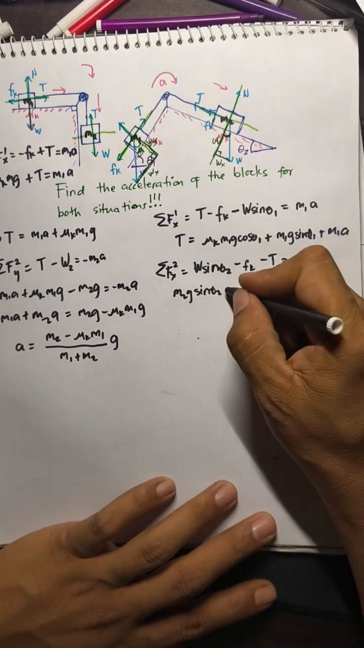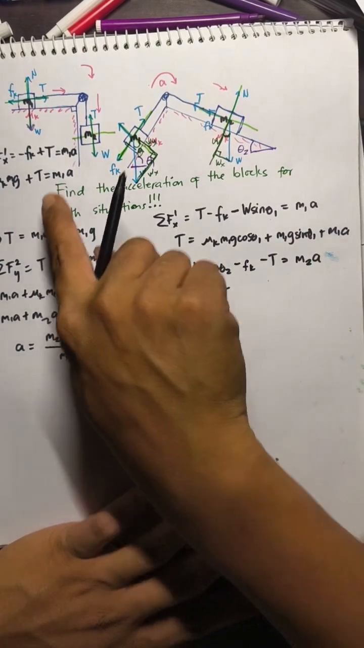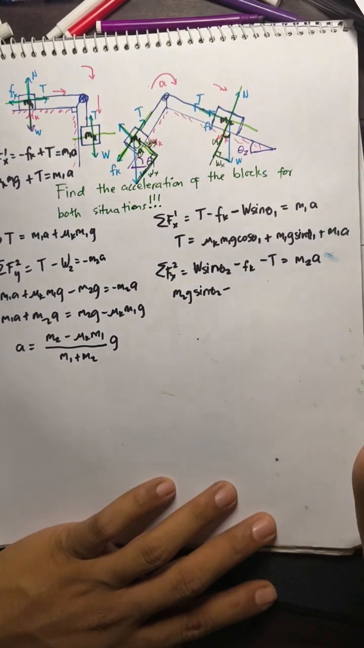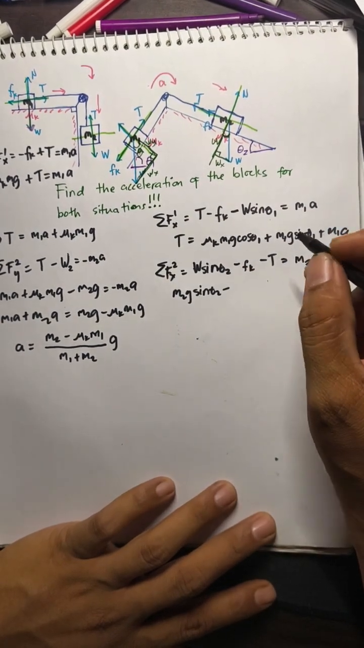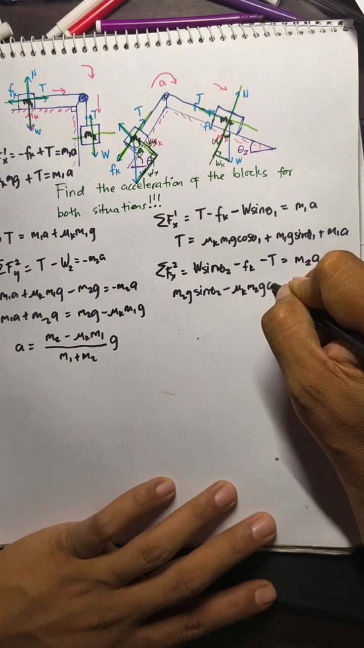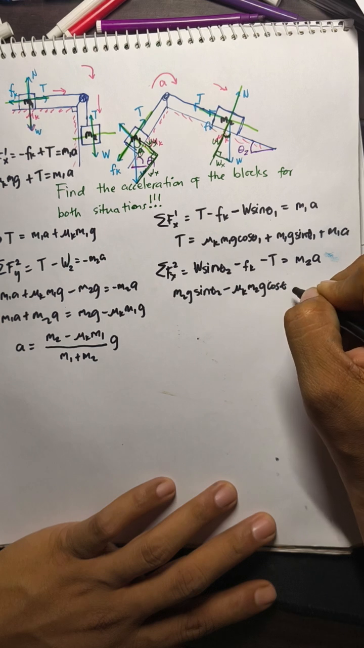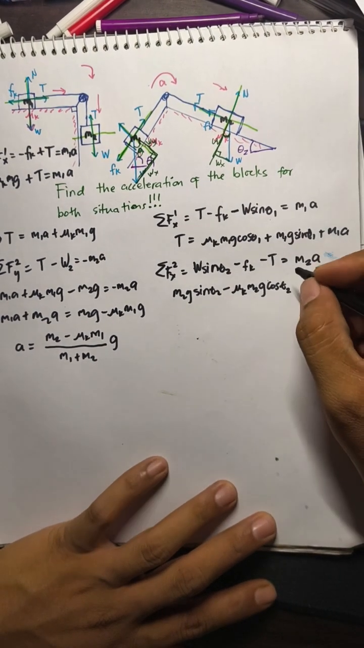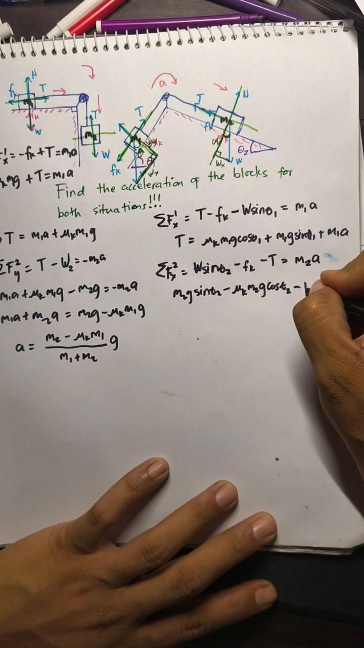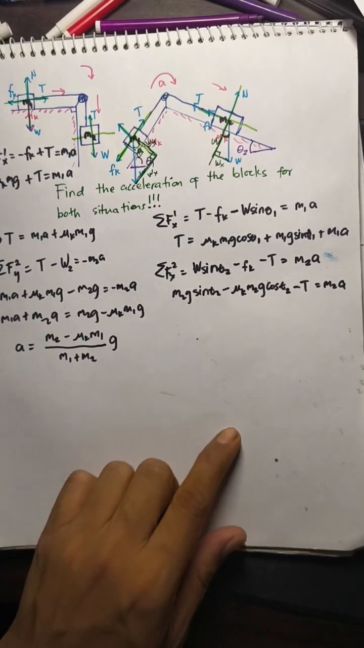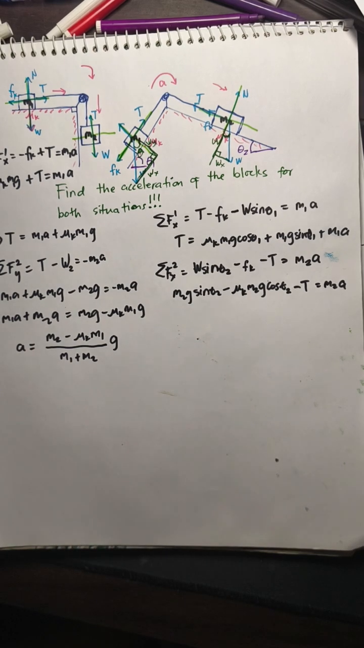What is our Fk? So minus our Fk is again the same as this one here, but of course it will be mu m2g cosine of theta. So this is now mu k m2g cosine of theta 2 in this case because we are on the second one. So minus T equals m2a. Now in this case, our equation becomes longer, but it's okay. It's fine. We have a lot of space here.